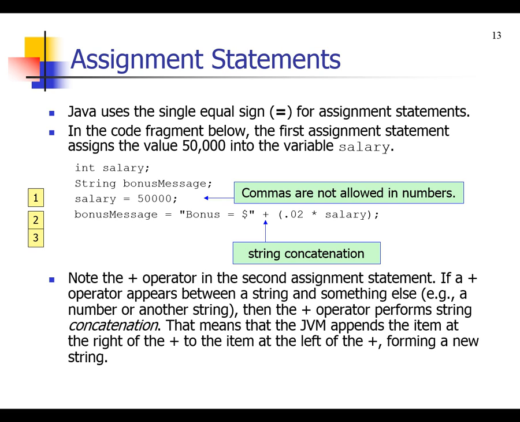Well, this statement right here, commas are not allowed in numbers for one, but salary equal $50,000 is what we call an assignment statement because we're assigning the value of $50,000 to salary. Y'all with me? I haven't bored you to death yet.